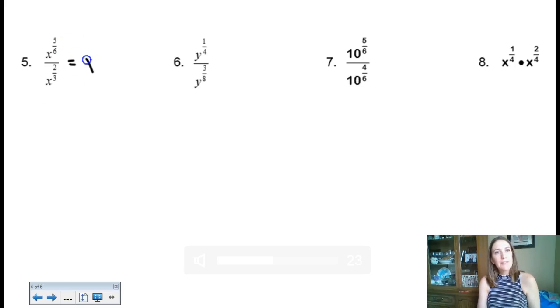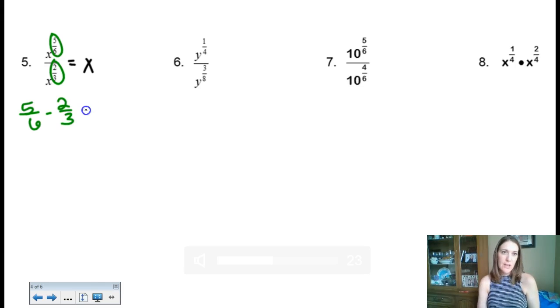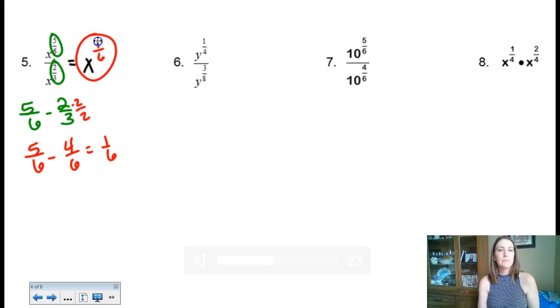Here, we're going to keep our base of x, but we do have to subtract our exponents. So 5/6 minus 2/3, they do not have common denominators, but a common denominator for this problem would be a 6. So what if I multiplied this fraction by 2 over 2? That would work, right? Because you'd have 5/6 minus 4 over 6, which is 1 over 6. So new answer, x to the 1/6 power. Make sure that your exponents are superscript and they are small, you know, in relative size to the base.